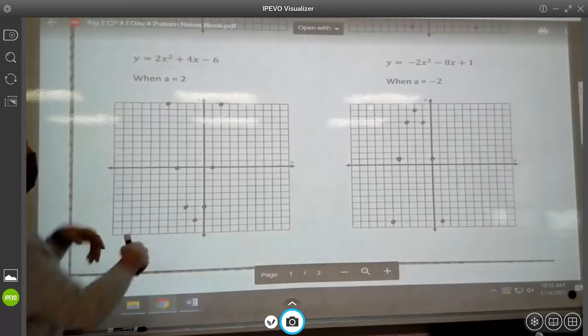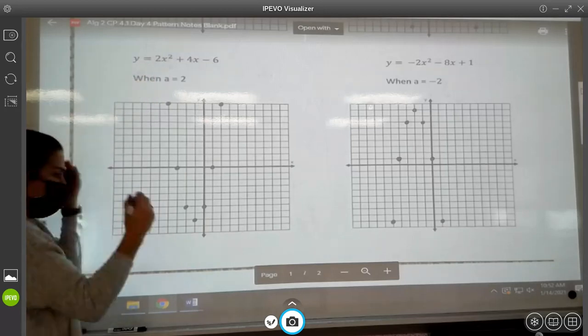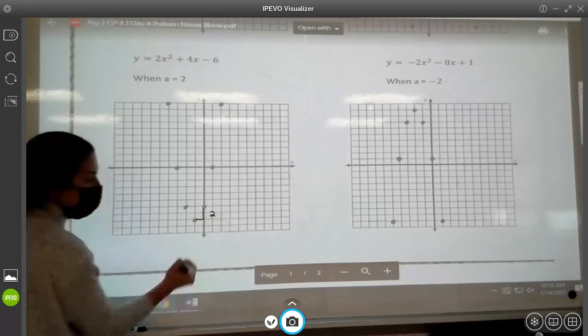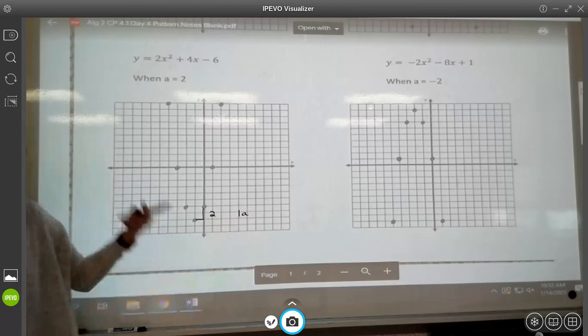All right, guys, here's a parabola that went up with an A value of 2. If you notice, from the vertex, I went to the right one, and I went up 2 jumps, because that's the 1A part of the pattern. 1 times 2 is 2 jumps.